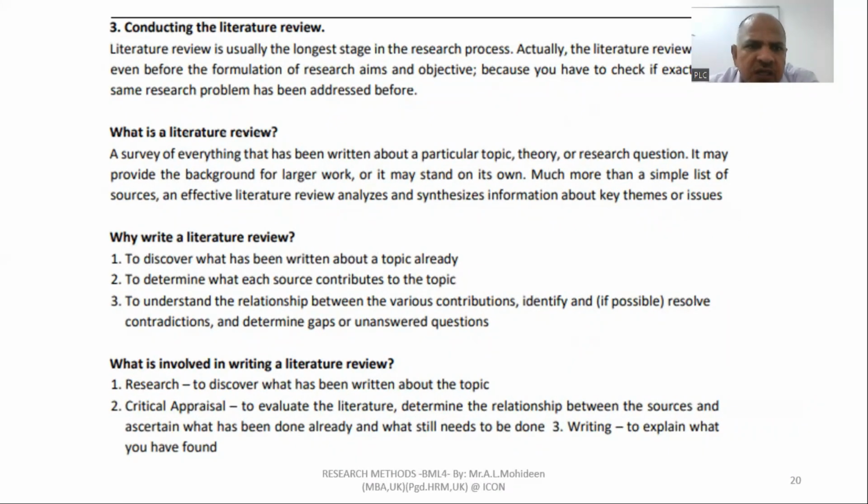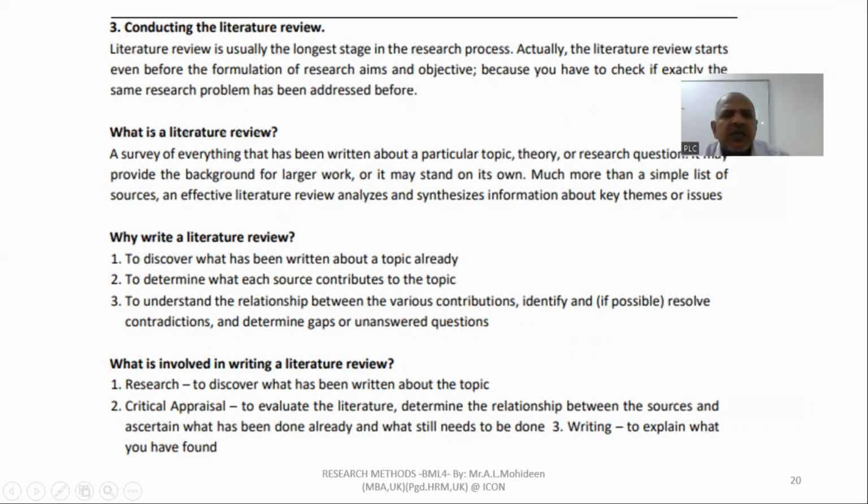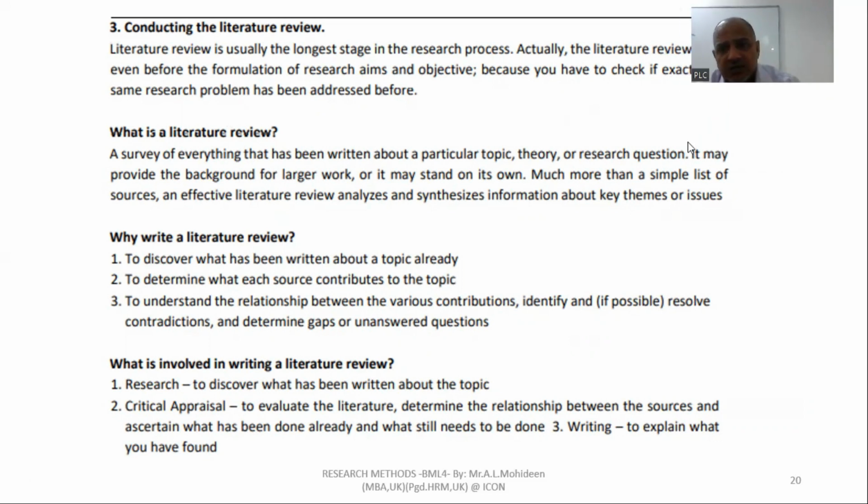Literature review. Literature review is usually the longest stage in the research process. Actually, the literature review starts even before formulation of research aims and objectives, because you have to check if exactly the same research problem has been addressed before. This is important. If you don't have literature on your research, you cannot do research.